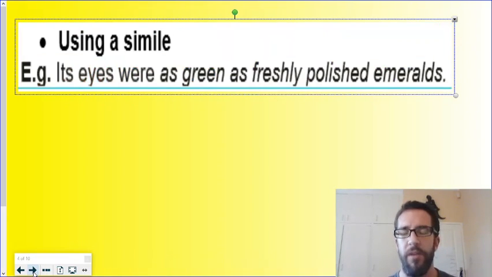Then the next one we looked at, and this is always a good technique, is using similes to describe things. This is where you compare something to another thing, using the words like or as. And again, there's a separate video that I did on using similes that you can go and have a look at as well.